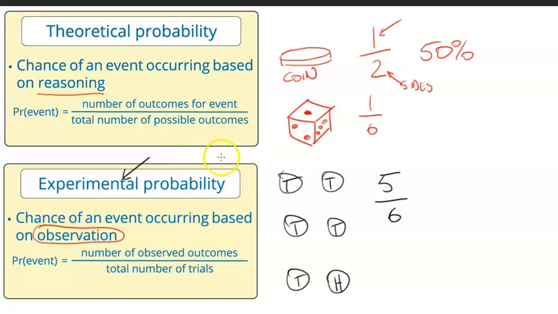Now, there is one other thing that you should also note. When looking at theoretical probability, the number of outcomes for an event divided by the total number of possible outcomes, we're going to use this formula, and we're also going to multiply it by a certain number, but I'll show you this within the next question.